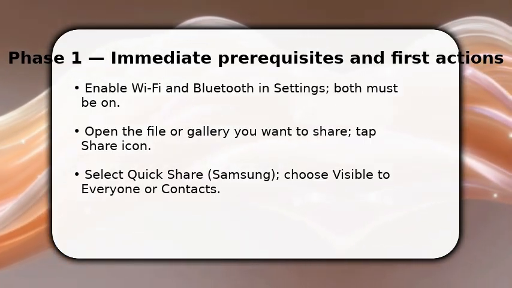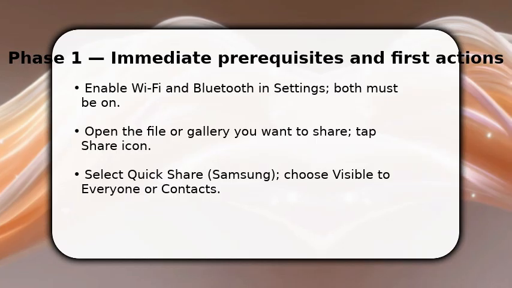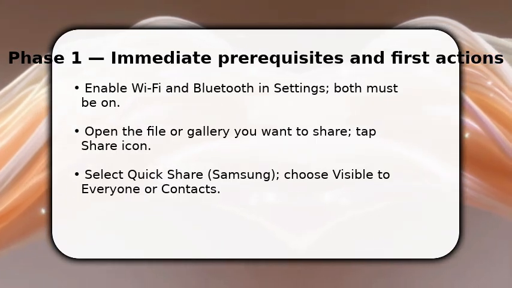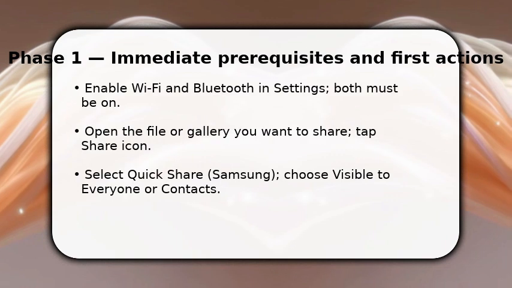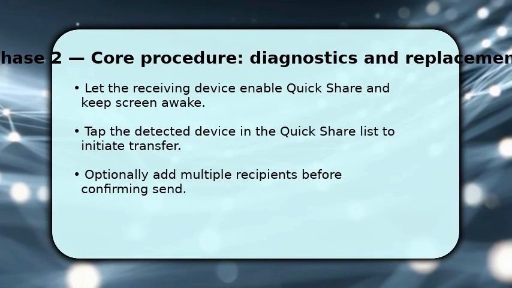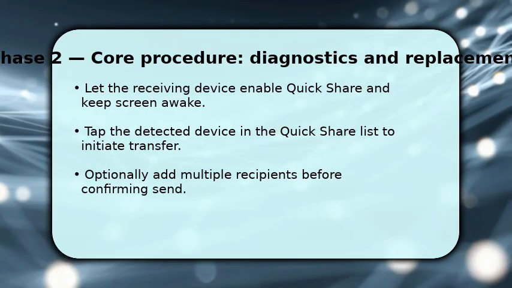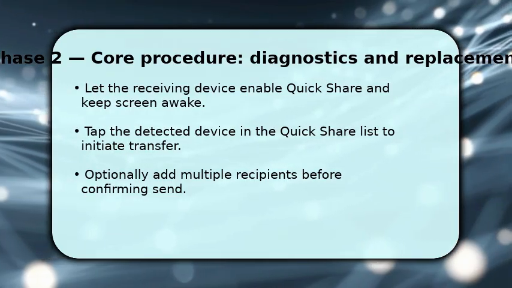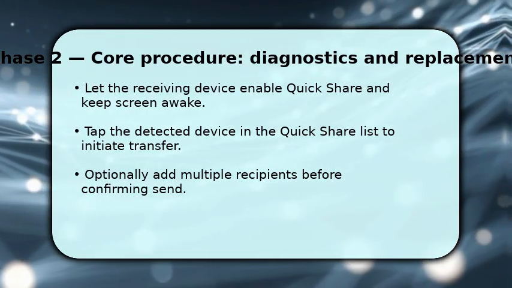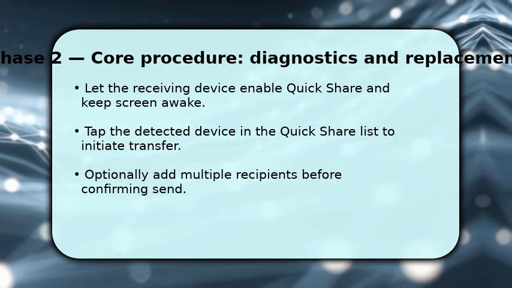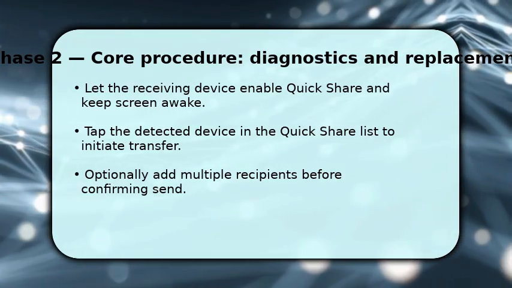Once chosen, pick Visibility. Visible to everyone for speed, or Contacts only to limit discovery. This begins device discovery immediately. Now focus on pairing with the recipient. Make sure the other Samsung device has Quick Share enabled and its screen unlocked. This improves reliability. You'll see nearby devices populate the list.